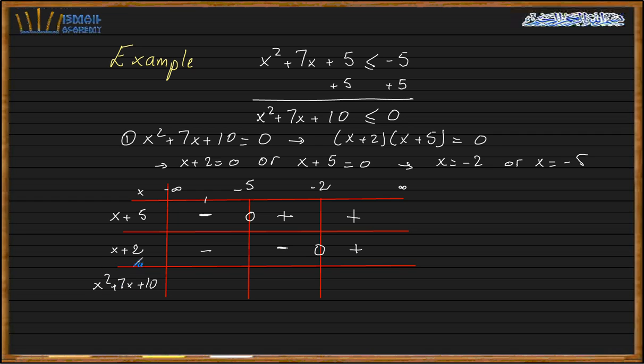Now, to get this, I need to multiply those two. To get the sign, I need to multiply the signs. But here this is 0 and this is 0. So minus times minus is positive. This is negative and this is positive.